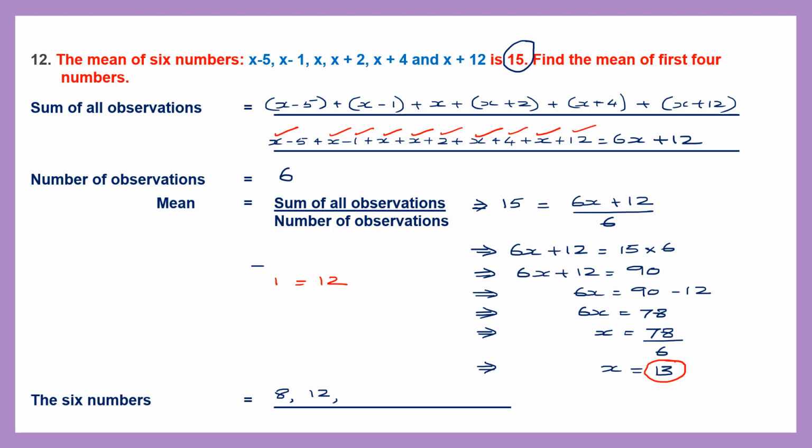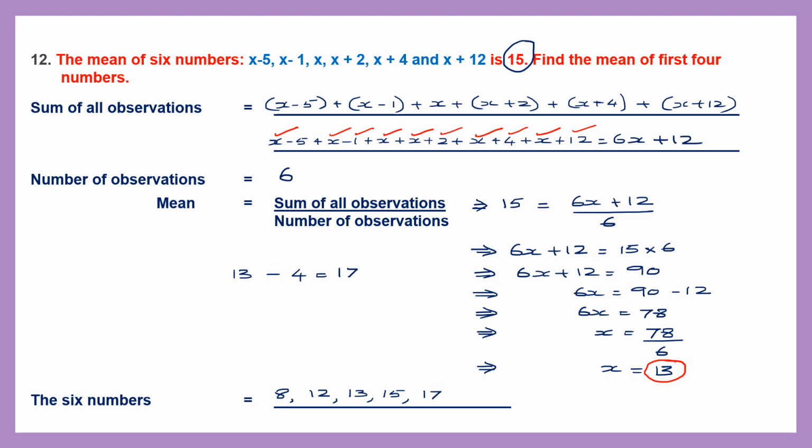Now let's find the third one. What is our third number here? The third is simply x. That means it's 13 itself, isn't it? So the third number is 13. Now let's look at the fourth one. Fourth one is x plus 2. So x plus 2, replace x with 13. 13 plus 2, which is 15. So that is our fourth number. Fourth number is 15. Then let's take the fifth number, which is x plus 4. So now replace x with 13. That is 13 plus 4, which is 17. So our next number is 17.